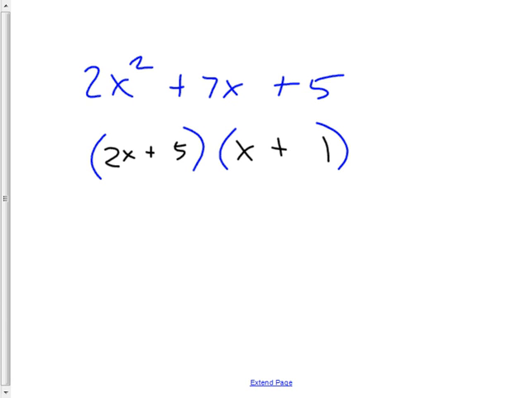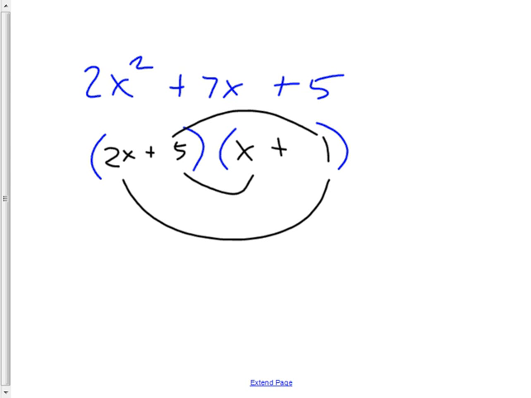So now, first makes 2x squared. Outside and inside make 7x. And the lasts make 5. And therefore, I know I'm right. 2x plus 5 and x plus 1. Raise your hand if you had that one right. Okay, good. There's hope for you yet.